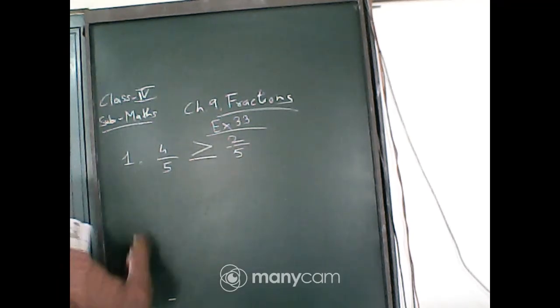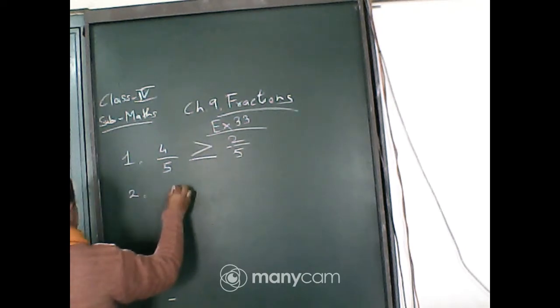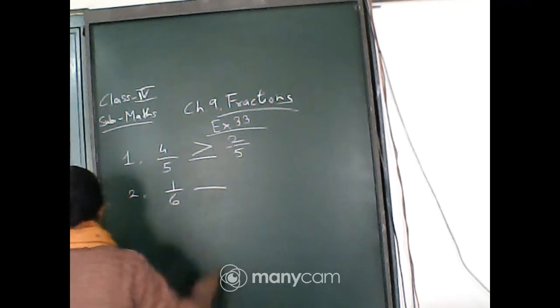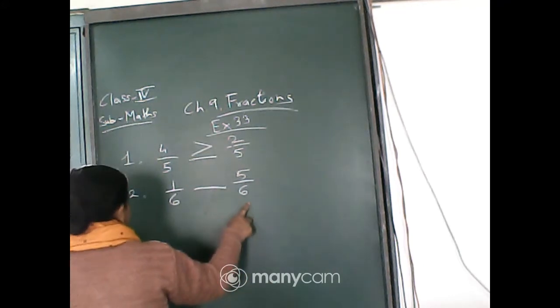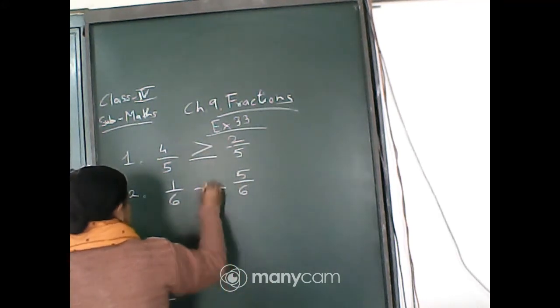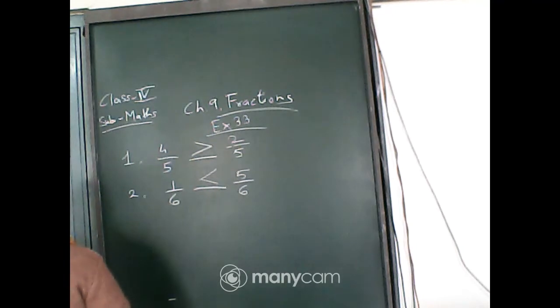Okay. Now number 2. It is given 1 by 6 dash 5 by 6. Here also the denominators are the same, 6, 6. So 5 by 6 is greater. That means 5 is greater than 1. So you will write 1 by 6 is less than 5 by 6.